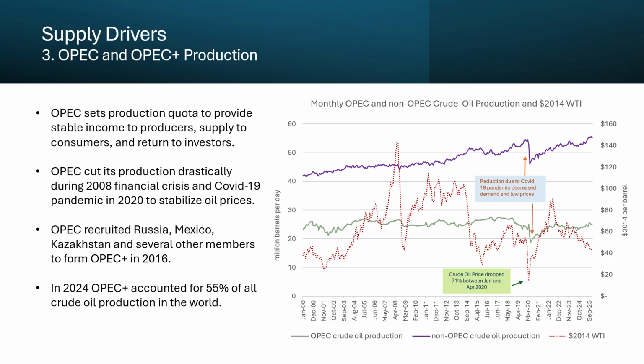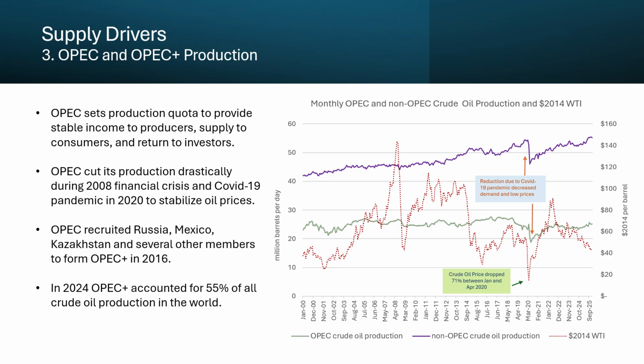Instead, OPEC recruited Russia and a few other countries to form OPEC Plus. The group agreed to its first cuts in 2016. In 2024, OPEC Plus accounted for 55% of all crude oil production in the world.